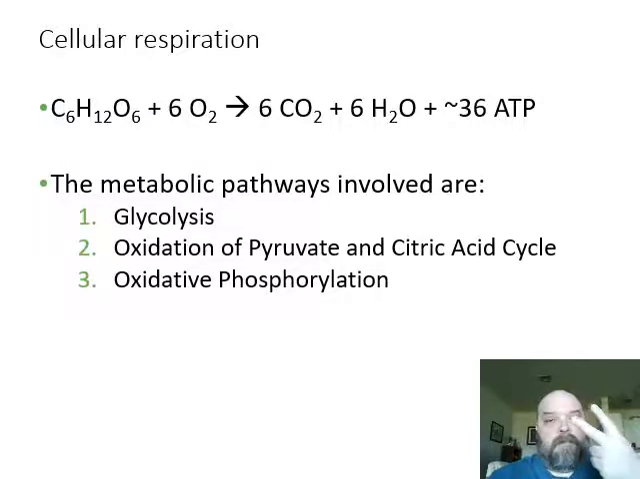Second, oxidation of pyruvate and what they refer to as the citric acid cycle. You look in old textbooks, it's also referred to as the Krebs cycle. So during the second phase, pyruvate is going to be consumed. It's going to be oxidized, meaning it's going to be broken down further in the mitochondria. And then the citric acid cycle is where the pyruvate and what's left of it is going to be completely consumed, completely broken down, released as carbon dioxide.